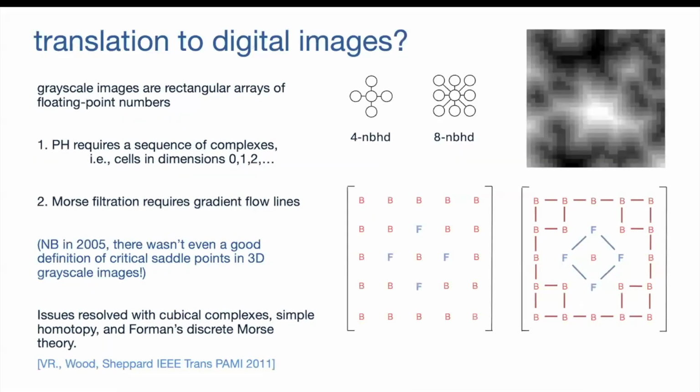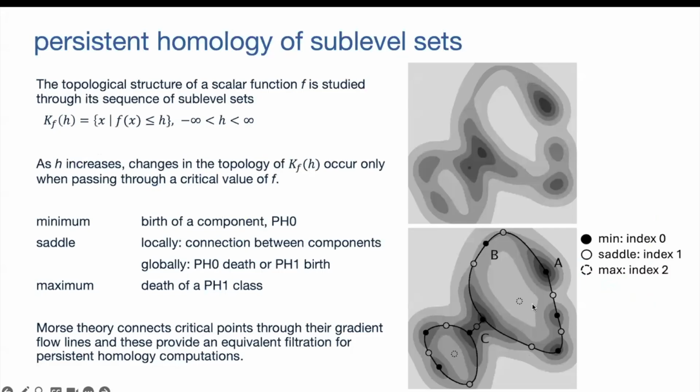And it's this, I'll talk about this here. It is this adjacency between the critical points of degree k and k minus 1 that gives us the chain complex that we will then filter by the function values for persistent homology, right?